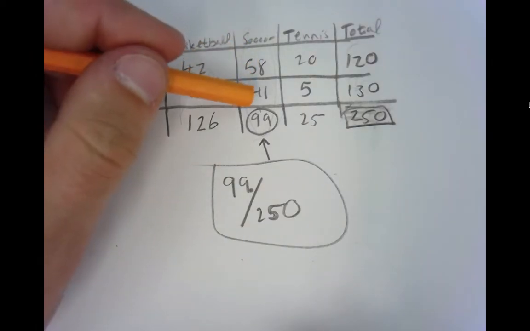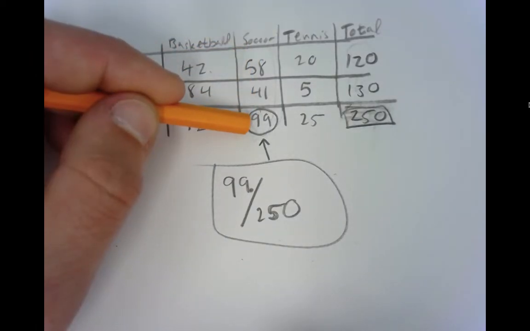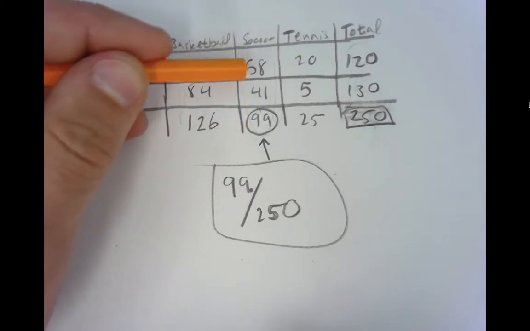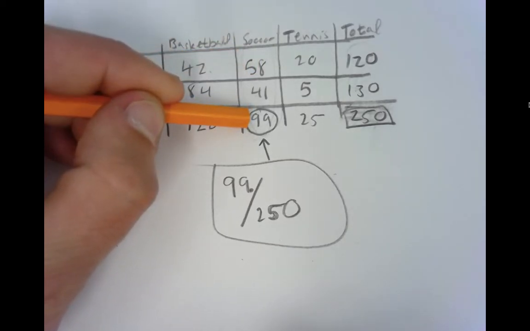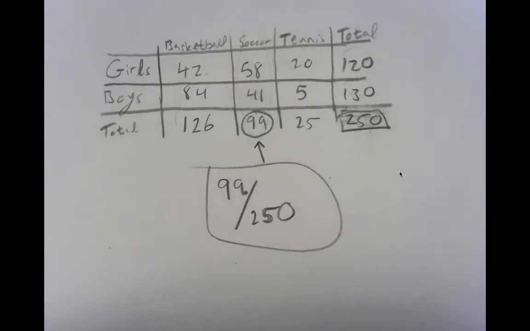If I wanted to get the percent of students that prefer soccer that are girls, I would put 58 over 99, right? I just look at the part and match it with the total there. It just depends on the question they're asking. Anyways, I'm kind of going on a tangent. Let's just finish up this question here.